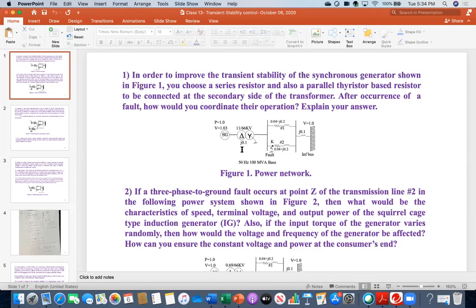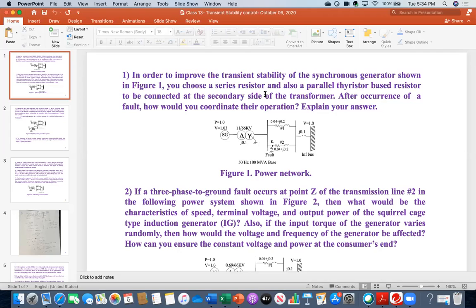So meaning that, would you switch them in simultaneously? Should you start their operation simultaneously or one at a time? Which one do you want to operate first and which one later? Is it the series resistor or the parallel thyristor based resistor? Now, the context of this question is why I am asking in that way.